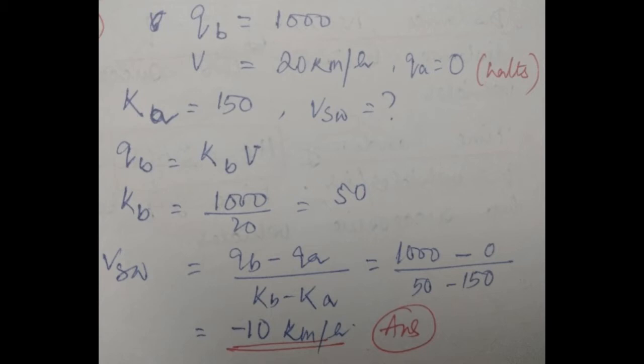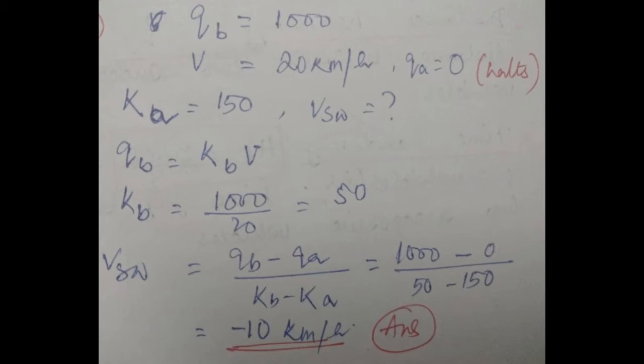Now let us put down the notation. QB is given as 1000. V is 20 km per hour. QA is 0, that is the velocity is 0, finally it comes to a halt, and KA is 150. We have to find the velocity of the shock wave, W. So first we have to find KB.